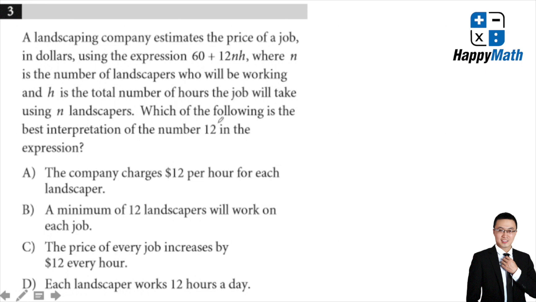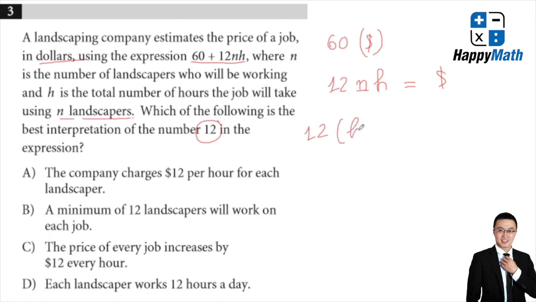Okay, this kind of question asks about the meaning of a number. So you have to find the units of this number, and then you will find its meaning. Because the expression represents dollars, 16 has to be in units of dollars, and 12nh has to be in units of dollars. And n is in units of landscapers, so n stands for landscapers, and h stands for hours.